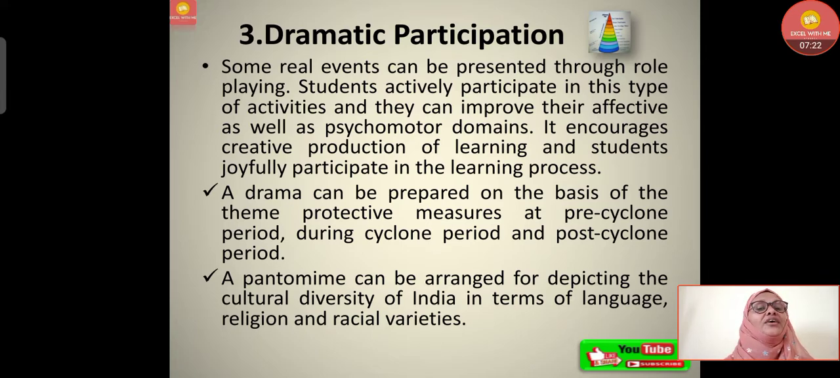Now let's see how a drama can be prepared on the basis of the theme protective measures at pre-cyclone period, during cyclone period and post-cyclone period. It will be interesting for them. They will do all the activities and it will be there in their mind forever. Whenever any such thing happens, they will have an idea what they should do. Then pantomime can be arranged for depicting the cultural diversity of India in terms of language, religion and racial varieties.